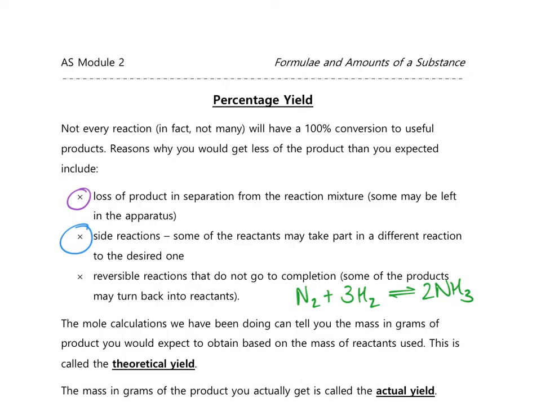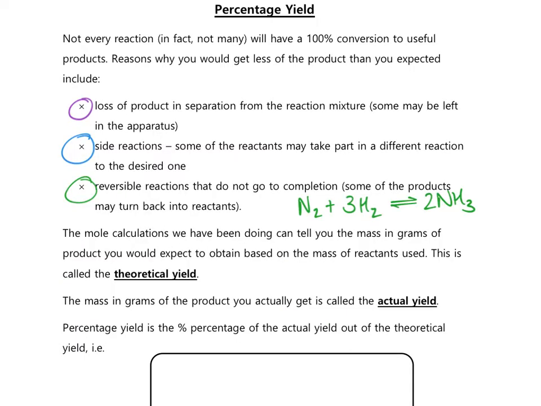So you've got an example there. I've written the equation of the Haber process for the production of ammonia, and you'll be familiar with this reaction as a reversible reaction. You can see from your reversible arrow there, you'll see that some of the products will turn back into reactants, so that would cause a lower than 100% percentage yield.